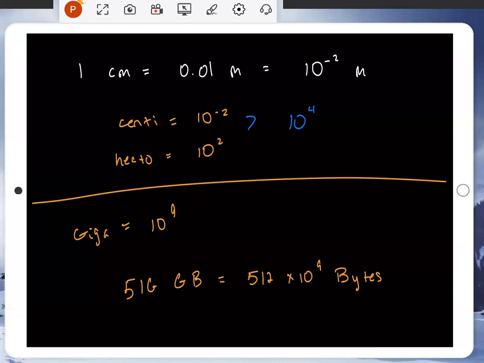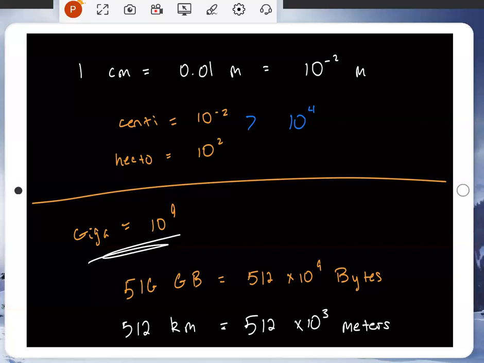I'm triple checking myself, but yes, that's definitely right. Just like if you said, let's say 512 kilometers, what is that? It's 512 times 10 to the 3rd meters, right? 512,000 meters. Since this is definitely giga, I know that we did it right. That's a check you can have if you're really familiar with your prefixes.